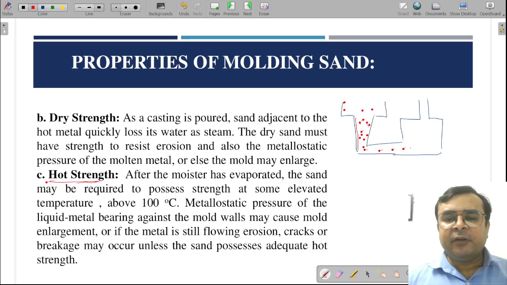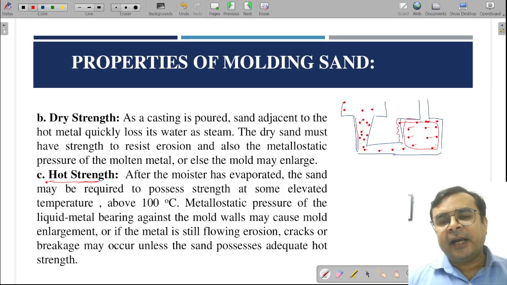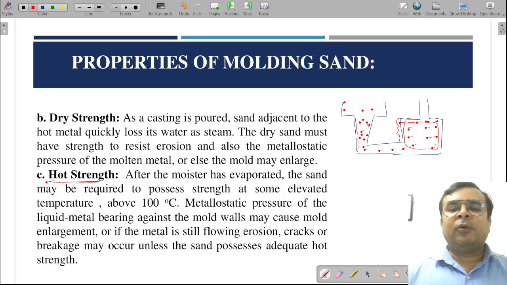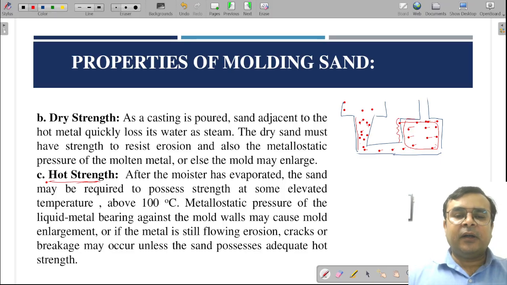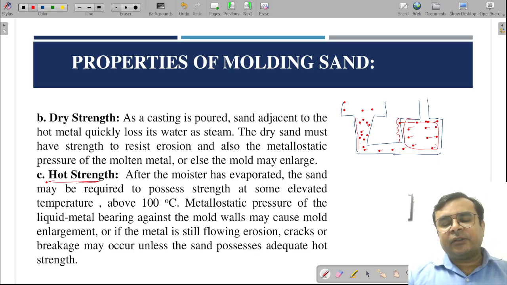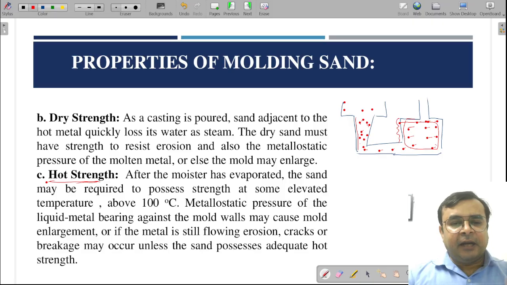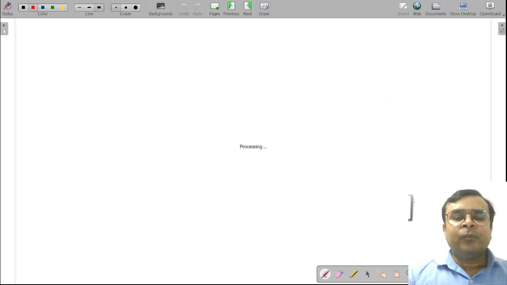And hot strength. When you fill the molten metal inside the molding cavity, then during solidification this metal shrinks towards the center. The molding sand must have enough hot strength, because its temperature is very high, to retain its sand particles during shrinking of the molten metal. So this is called hot strength. All the strengths, green strength, dry strength and hot strength, are essential for every sand, so that if they have adequate properties, we will get a sound quality casting.